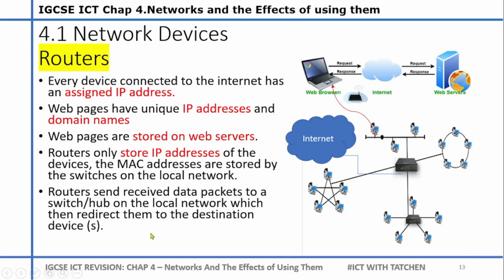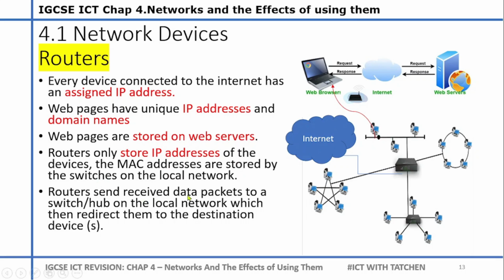Now, routers send and receive data. Routers only store IP addresses of the devices. The MAC addresses are not stored. So routers make use of IP addresses. We discussed the switch previously, and we mentioned that the switch stores the MAC address, but the router stores only the IP address, because each device is usually allocated a unique IP address when it connects.